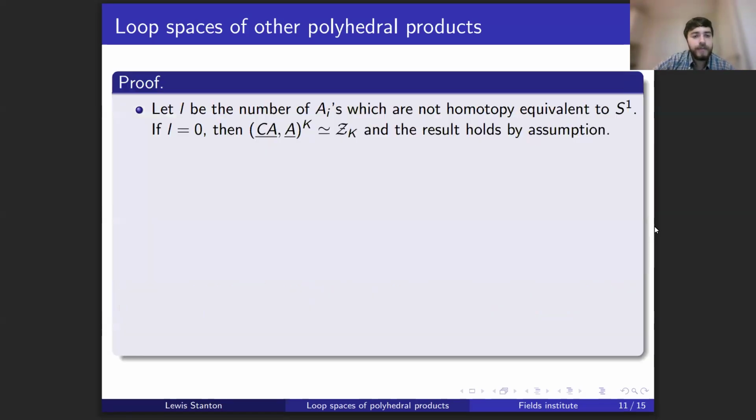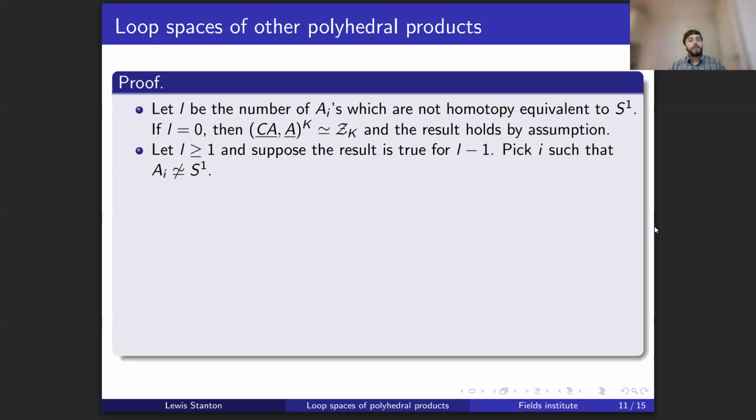And so I'll go through a proof, and we're going to do an induction. We're going to do induction on L, which will be the number of A_i which are not homotopy equivalent to S^1. So the base case is where L is equal to 0. In that case, all of our A_i will just be homotopy equivalent to S^1. And so therefore, we get the corresponding polyhedral product is just the moment angle complex up to homotopy. And so we just have the result holding by our assumption.